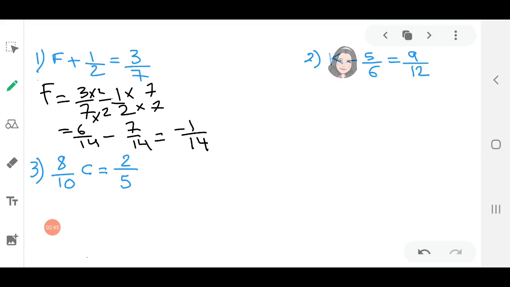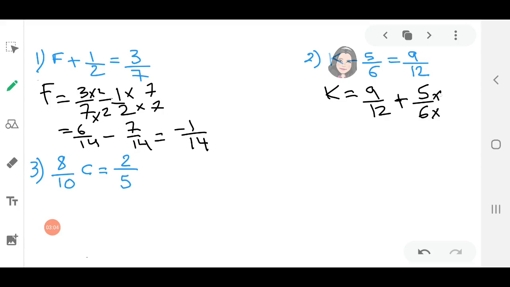Now k minus 5 over 6 equals 9 over 12. So k is going to be equal to 9 over 12 plus the 5 out of 6. Two different denominators, I cannot add these two fractions. I ask myself, what's the LCM of 12 and 6? It's going to be a 12.